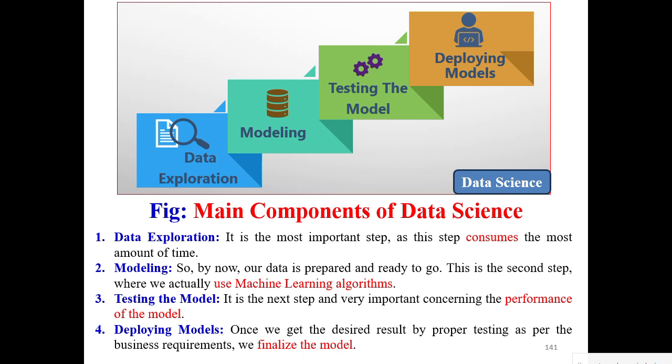Modeling is nothing but a simplified version of the reality. Our data is prepared and ready to go. This is the second step where we actually use machine learning algorithms. Then testing the data. Before that, 80% for training the data and 20% for testing the data we are using for the performance of the model. Then finally deploying models, like once our product is ready, we are deploying, and that is the final step. After testing as per the business requirements, we are finalizing the model.